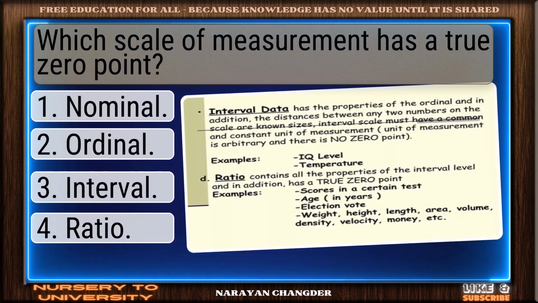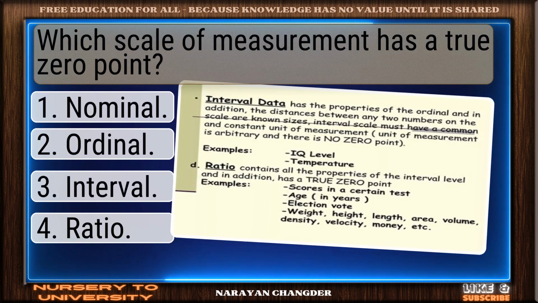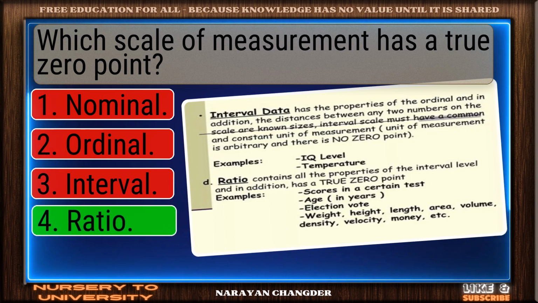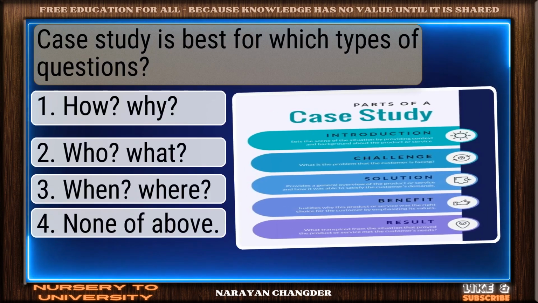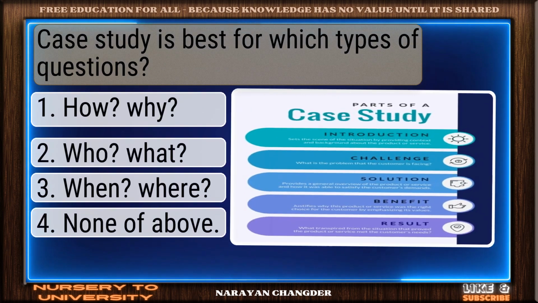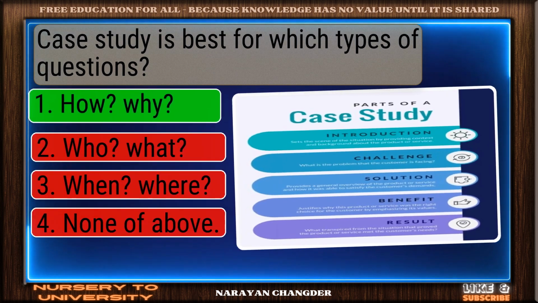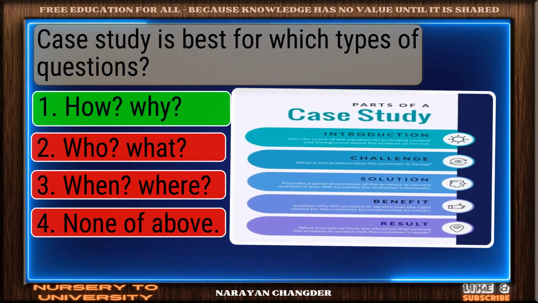Which scale of measurement has a true 0 point? Smart move. Ratio is an accurate answer. Case study is best for which types of questions? Valid point. How? Y is true.